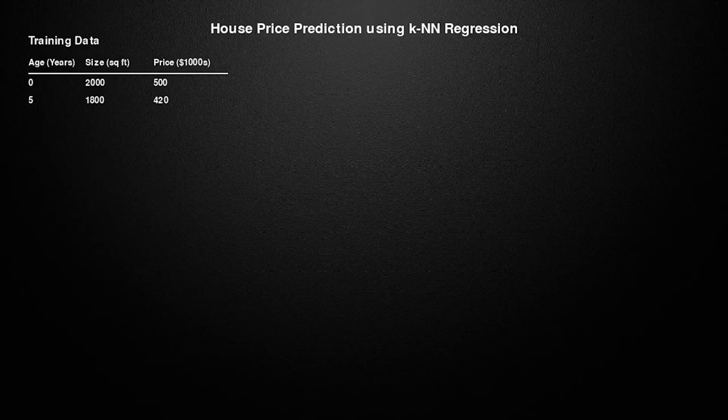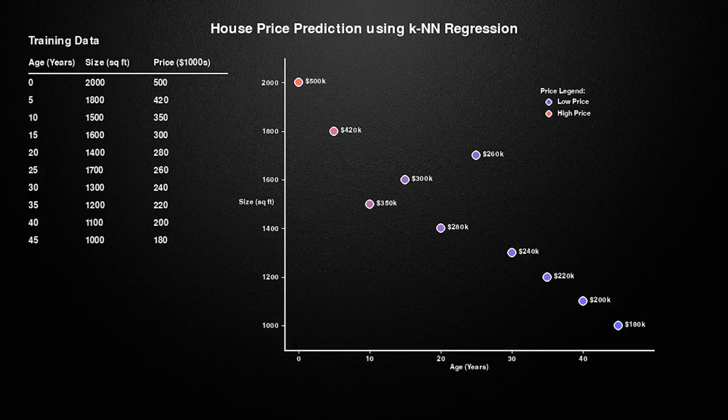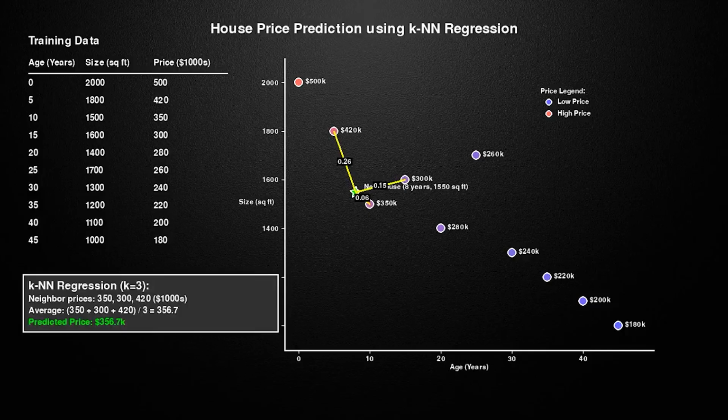Now let's see regression. Suppose we want to predict house price using two features, age of the house and square footage. Here's a sample dataset to demonstrate this. For a new house that is 8 years old and 1,550 square feet, KNN finds its nearest neighbors and averages their prices. That average becomes the prediction.